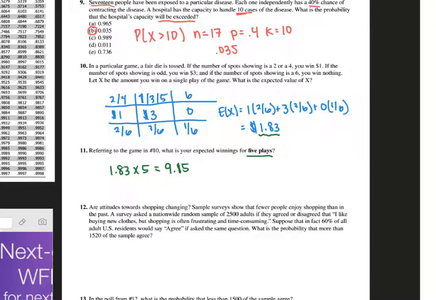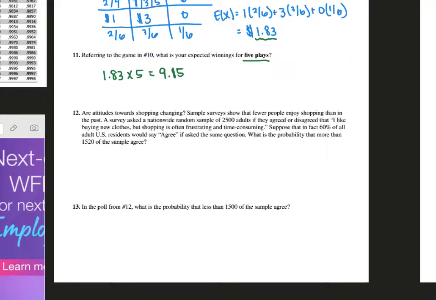All right, next question, it says, our attitude toward shopping changes. A sample survey shows that fewer people are doing shopping. We have a random sample of 2,500 adults asked if they agree or disagree that they like buying new clothes, but shopping is often frustrating and time consuming. So it says that 60% said agree when asked the same question. What is the probability that more than 1,520 in the sample agree? So this is a binomial problem. More than is a greater than symbol.